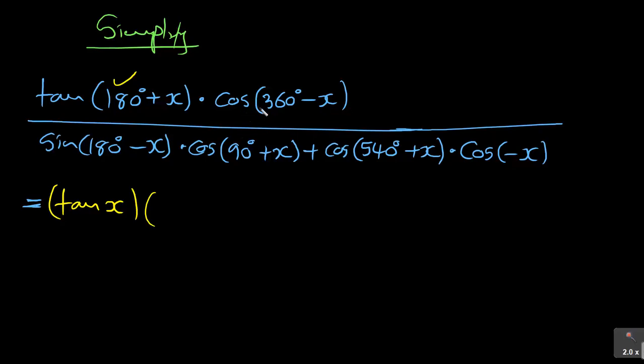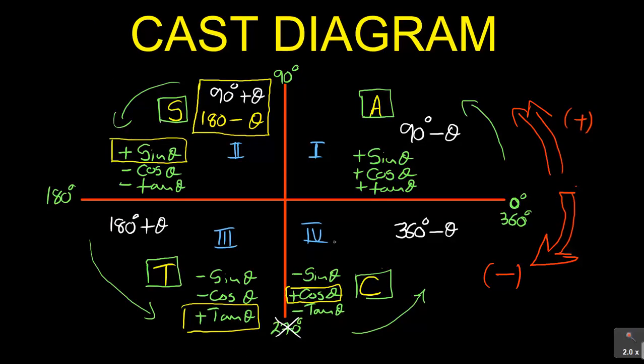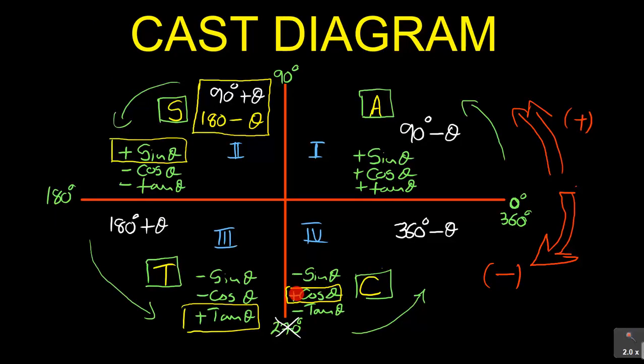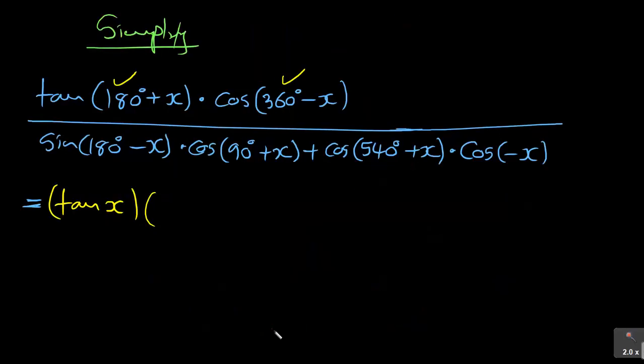Now I'm in 360 minus x here. I identify which quadrant, and you can see that it's in the fourth quadrant where I get 360 minus theta, and in the fourth quadrant I'm dealing with cos, and cos is positive, so it's positive cos theta, which means also here is positive cos x. Basically, that's the first part, divided by sin 180.